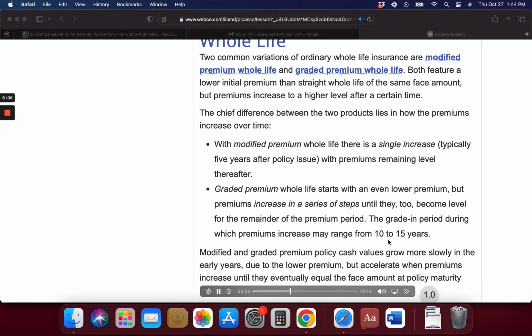Modified and graded premium policy cash values grow more slowly in the early years, due to the lower premium, but accelerate when premiums increase until they eventually equal the face amount at policy maturity, age 120.